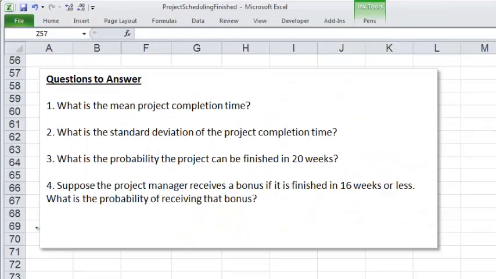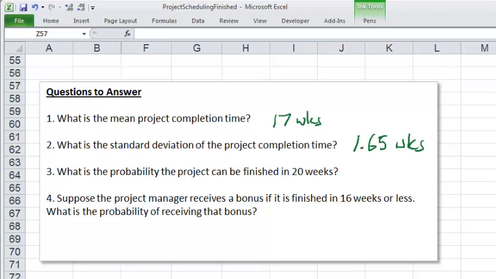So we have already answered the first 2 questions here. What is the mean project completion time? It is 17 weeks. Standard deviation of the project completion time was 1.65 weeks. Okay, now we need to ask these 2 questions. What is the probability the project can be finished in 20 weeks? In 20 weeks. Okay, well, how do we get that?